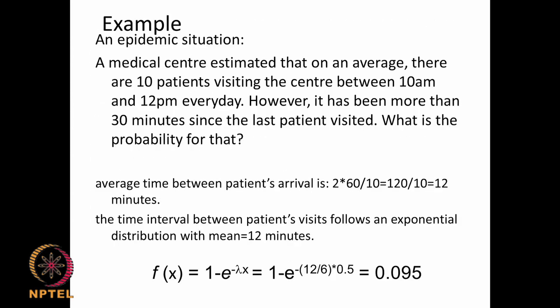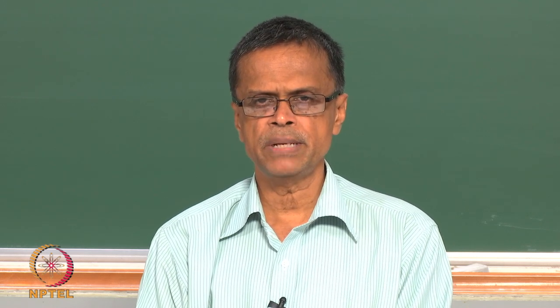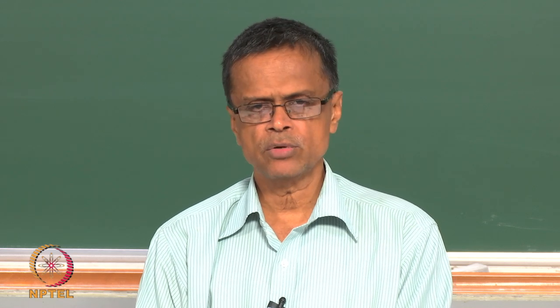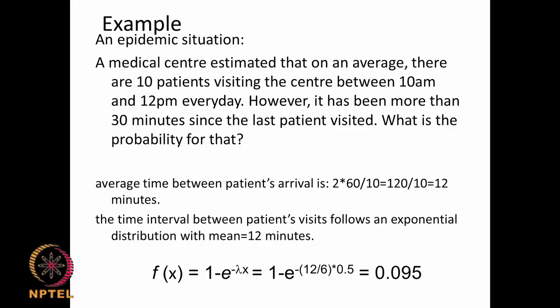So, an epidemic is happening. When there is an epidemic, you will have patients coming regularly to clinics. So, that could be modeled using an exponential distribution function. Their time of arrival could be modeled using an exponential distribution function. So, a medical center estimated that on an average there are 10 patients visiting the center between 10 a.m. and 12 p.m. Okay. In that 2 hours, 10 patients come in. However, it has been more than 30 minutes since the last patient visited. What is the probability for that? So, for 30 minutes nobody came. So, what is the probability of that?